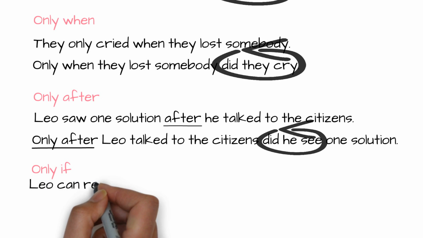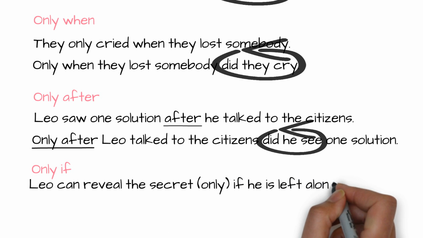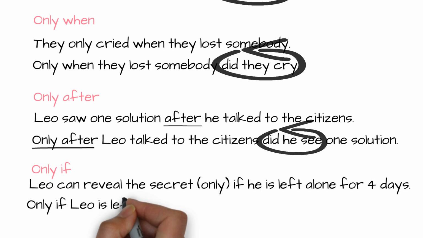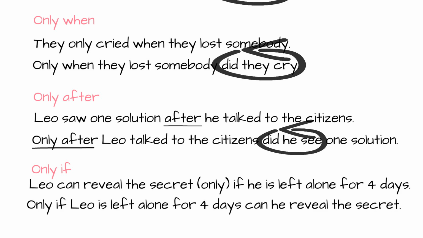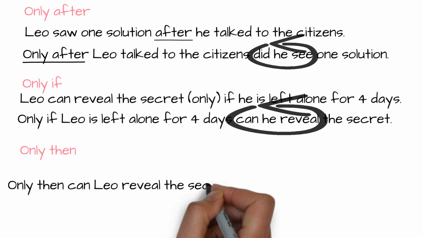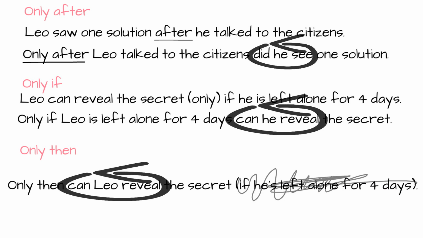Only if. Leo can reveal the secret if he is left alone for 4 days. Only if Leo is left alone for 4 days can he reveal the secret. Sometimes when you know the context, you leave out the first clause and use only then. Look. Only then can Leo reveal the secret.